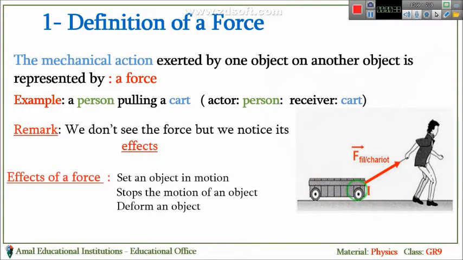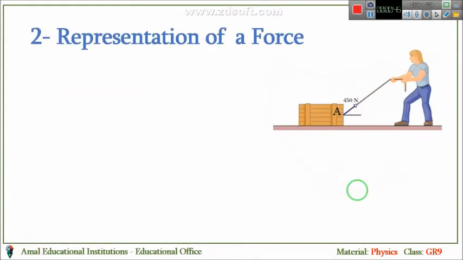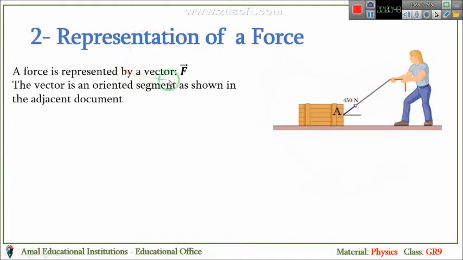It can set an object in motion, or it can stop the motion of an object, or it can deform an object. The representation of a force. The force is represented by a vector F. The vector is an oriented segment as shown in the adjacent figure. A man in this figure is pulling a box under the action of a force F. This force F is represented by a vector as drawn in the adjacent figure.